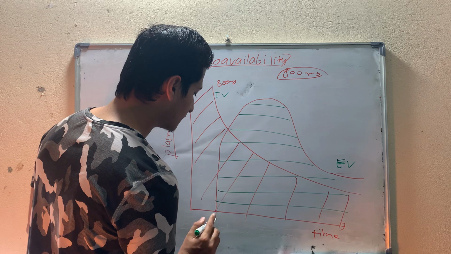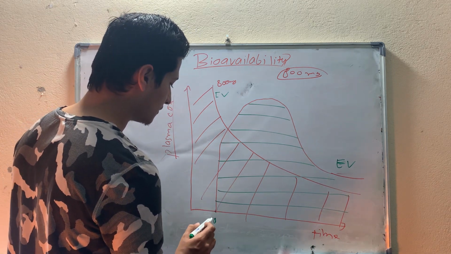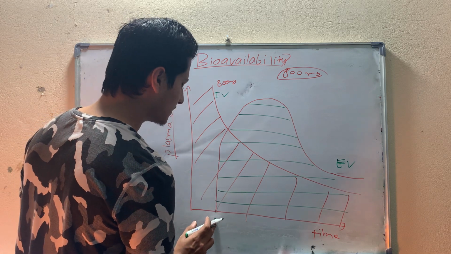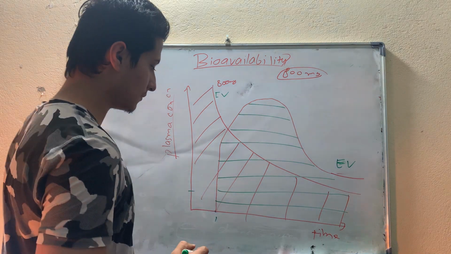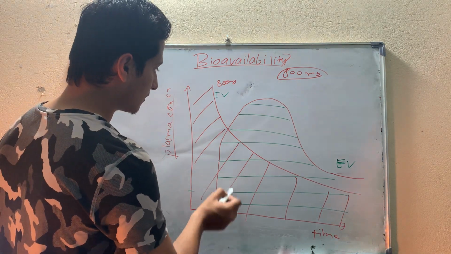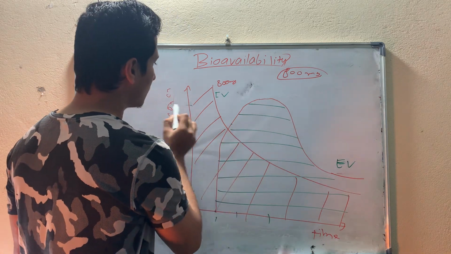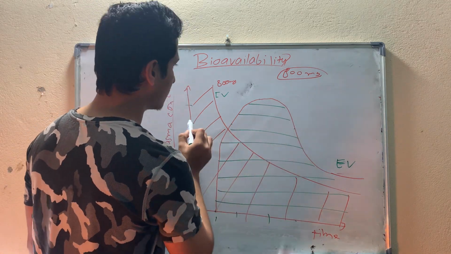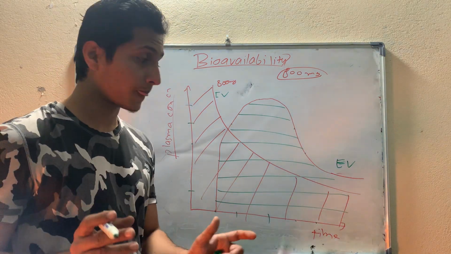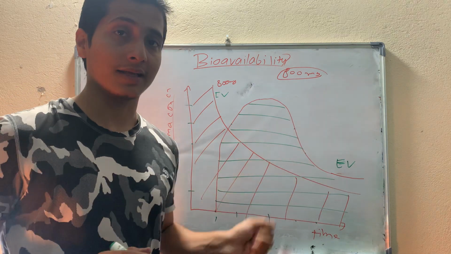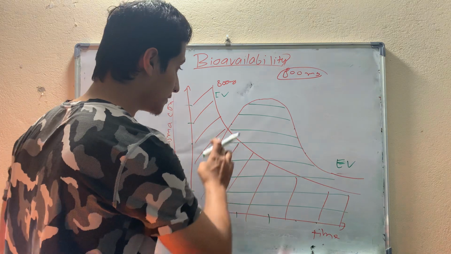At time 0, the concentration is 0. At time 1, the concentration was this much. At this time, the concentration was this. At this time, the concentration was this. And at this time, the concentration was again this. So the graph is formed like this. You know how to basically plot the graph, right? So the graph is plotted like that.